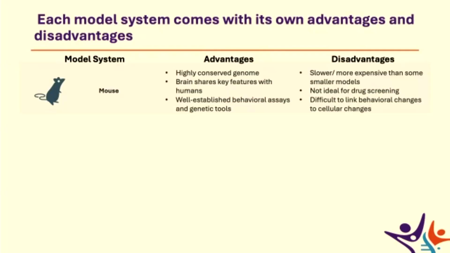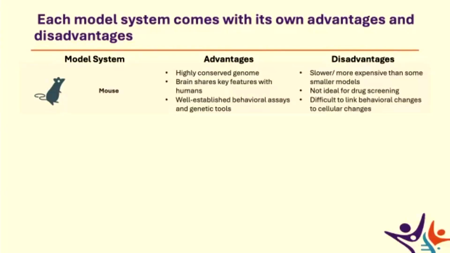So mice, for example, have a really highly conserved genome. Their brains are much less complex than a human, but they do share some of these key features of humans, key structures, and they are very well established. They're a well-known model system. They've been studied for many, many years with things like genetic tools and behavioral assays being really commonly accepted.